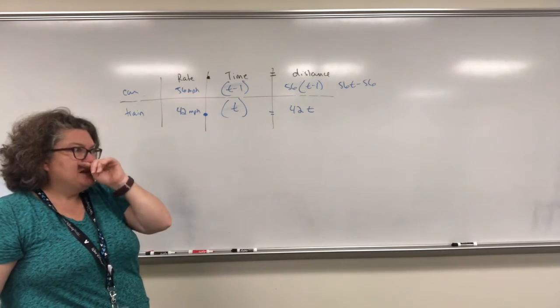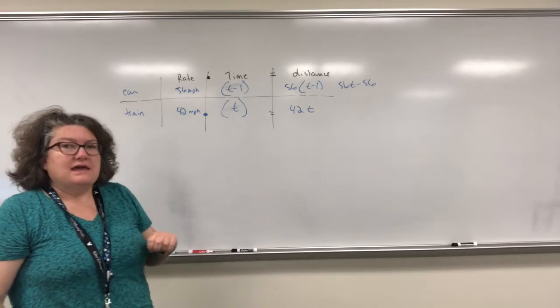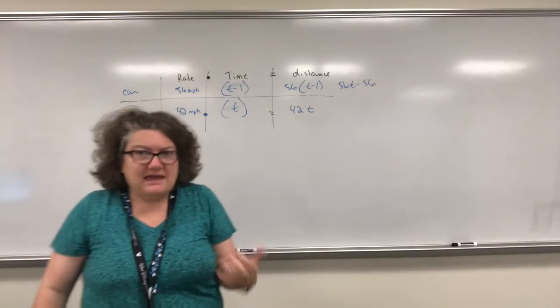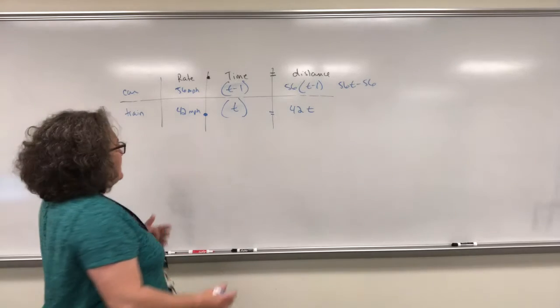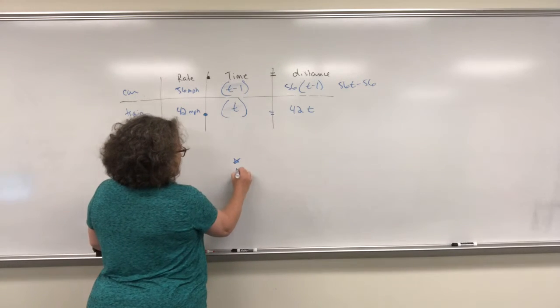So now the question is, where's our equation? It tells us that the car overtakes the train. What does that mean? That means they're starting here. This is our starting point.